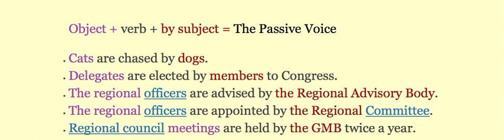Now, if we move the object to the beginning of the sentence, then we form the passive voice. And here we have object plus verb plus by subject. So, cats are chased by dogs, delegates are elected by members to Congress, and the regional officers are advised by the regional advisory body.